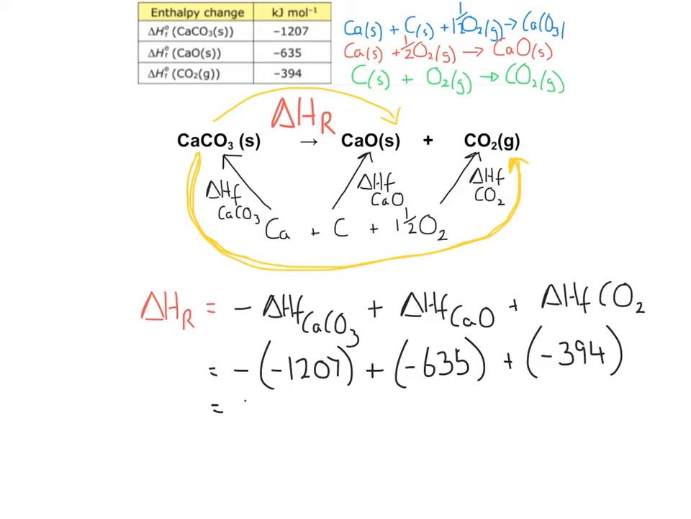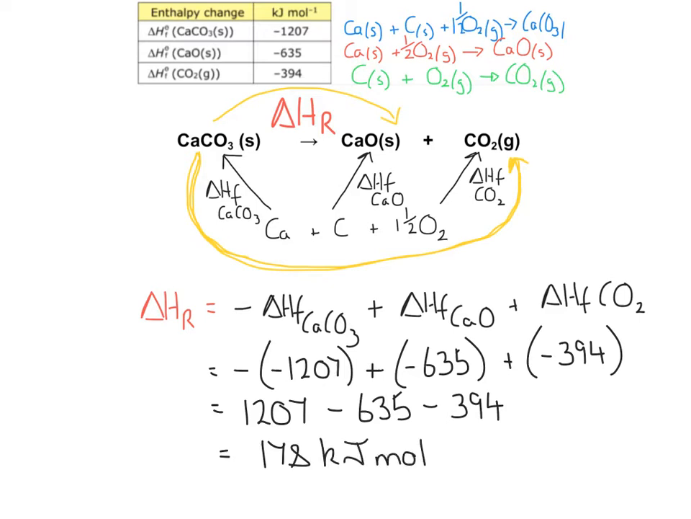Now I'm going to solve it. A minus times a minus is a positive, so that's going to end up as 1207 minus 635 minus 394. When I plug that all into the calculator then, that will come out with a value of 178 kilojoules per mole. Now this is an endothermic answer, and that makes sense because the decomposition of calcium carbonate will require heat energy. It will absorb that heat energy, hence we know that decomposition is an endothermic reaction.